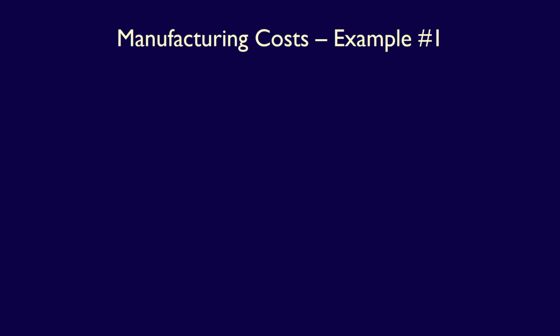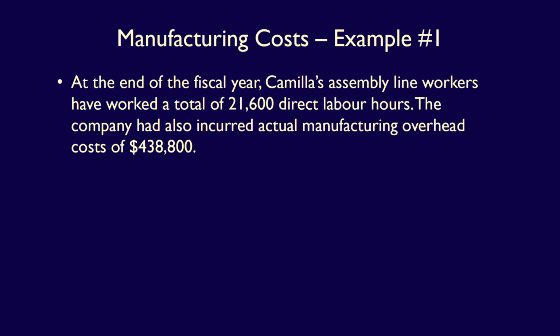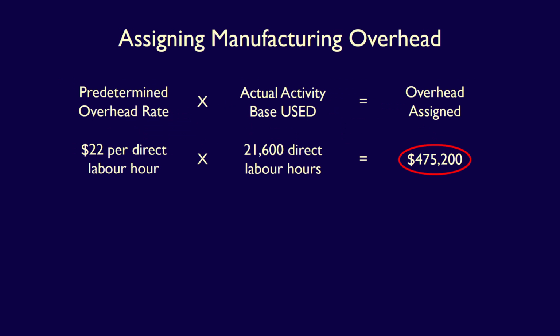The best way to explain what we have to do is to continue our Camilla Inc. example. We're going to fast forward to the end of the current fiscal year. At the end of this fiscal year, Camilla's assembly line workers had worked a total of 21,600 direct labor hours. The company has also incurred actual manufacturing overhead costs of $438,800.